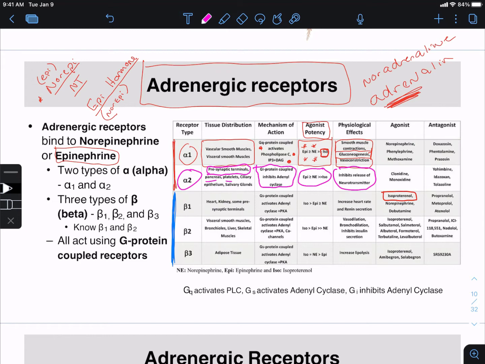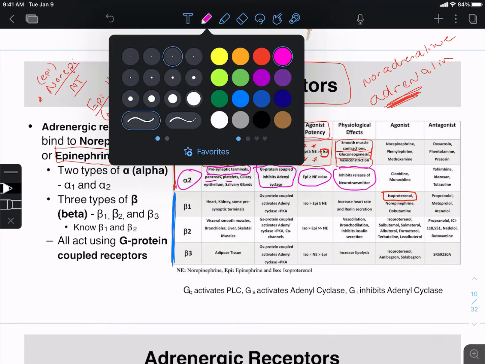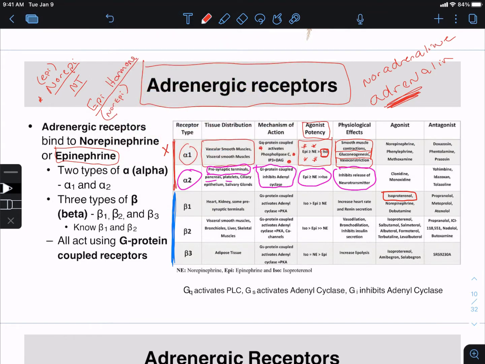Of these two, this is the one I want you to know, not the alpha 2, but we're really going to focus heavily on alpha 1. But I do want you to at least mentally know that alpha 2 exists, and it in general regulates these other structures, pancreas, platelets, etc. All right, let's look at the beta receptors.